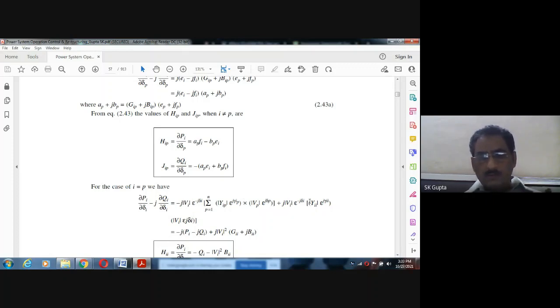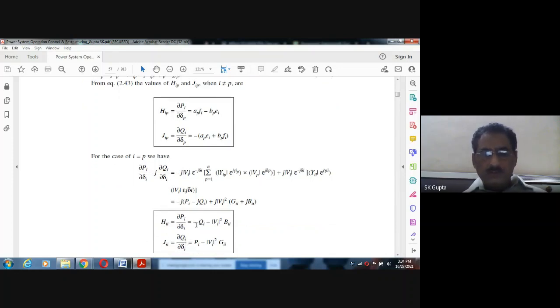And when we multiply this, then it is VII square. In place of YII we have written GII and JBII, because we have assumed the admittance of ith row, ith column is the conductance plus susceptance. This we assumed. Similarly, YIP will be GIP plus JBIP, this detailing we have done. Then we will compare this in real and imaginary parts, meaning the real part will be compared with del P with delta I and the imaginary part will be compared here. So we will get this HI and JII. This was our purpose.